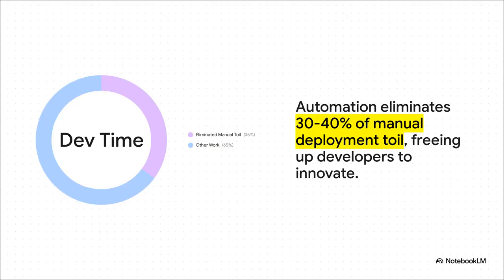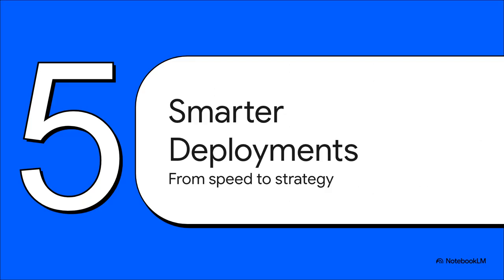And the final piece of this whole puzzle is what it does for your developers. By automating all of this tedious manual work, you are literally giving back 30 to 40% of a developer's time. That's time they can now spend actually building new features instead of fighting with deployments. Once you have this automated assembly line running smoothly, it unlocks much more advanced, much safer ways to release software. It stops being about just raw speed, and it starts being about strategy.